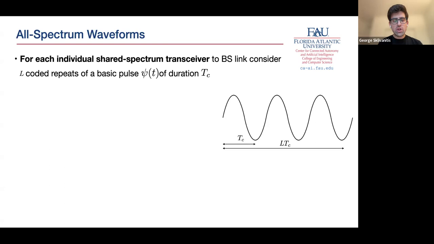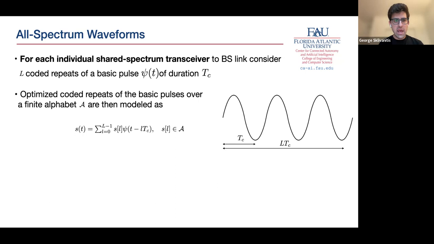We are introducing what we call all spectrum waveforms. So instead of your pi of t that we have in this situation here, we are introducing another type of digital coded waveform. We call this waveform psi of t in terms of notation. Consider now that you have L coded repetitions of this basic waveform, right? So mathematically, that would look like the following. This s(t) will be the sum of s_l psi(t minus l T_c). T_c is the duration of your basic pulse, which can be your square root raised cosine pulse, and s_l can be your code. That code can take values from a finite alphabet. And then you will use this waveform s(t) to carry your symbols. This symbol can be modulated as BPSK, QPSK, whatever level of modulation you like.